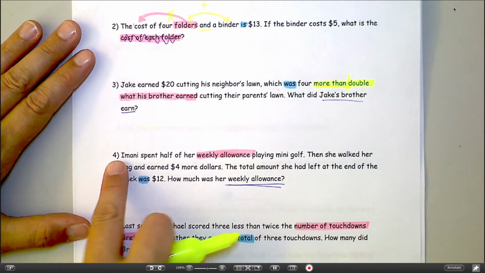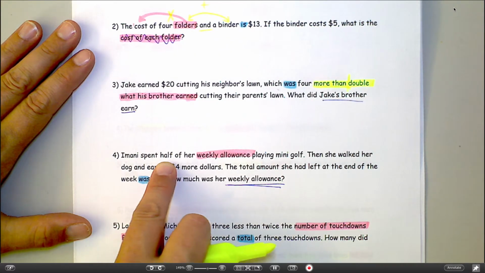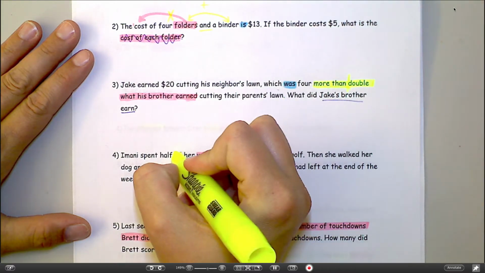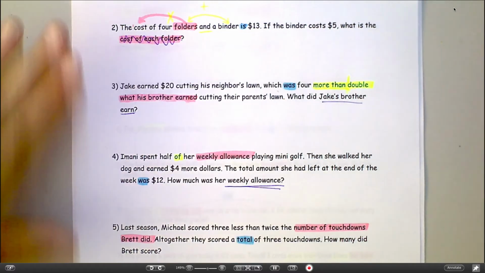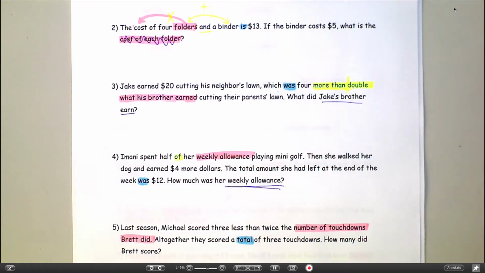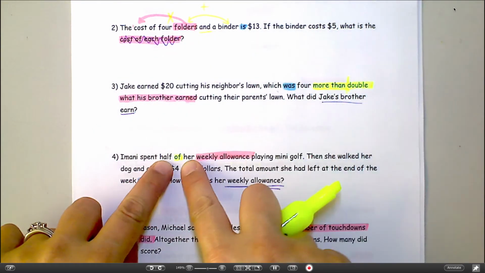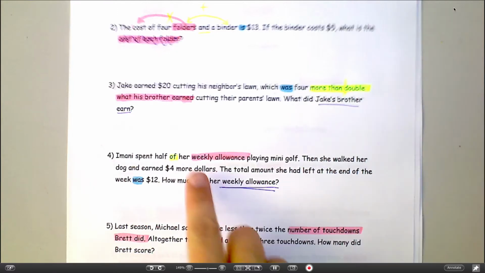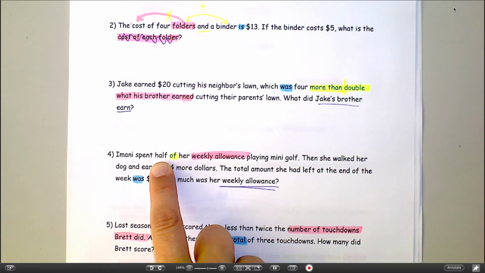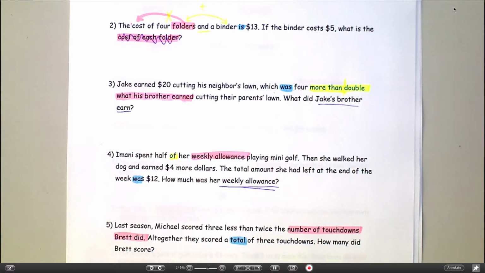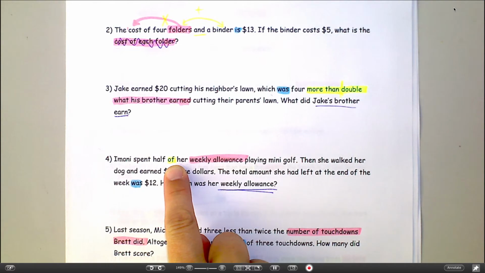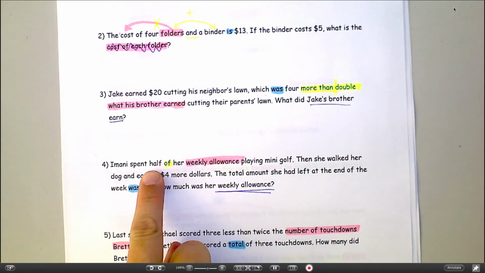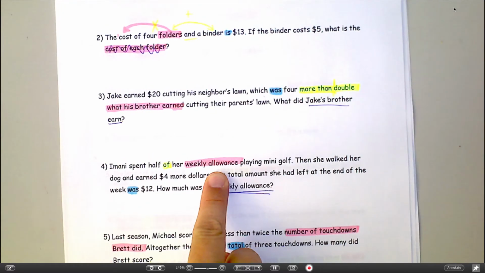Okay. In number 4, Amani spent half of, and I'm actually just going to highlight the word of. If you highlighted half of, that would be okay too. But because I want to draw some focus to the word of, it almost always means multiplication. And it means multiplication specifically with fractions. So if you look at half, that is a fraction. When you say a third of something or 2/5 of something, the of is a multiplication word. So in this problem, we're going to end up doing 1/2 times the weekly allowance.